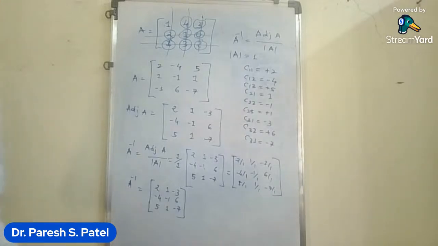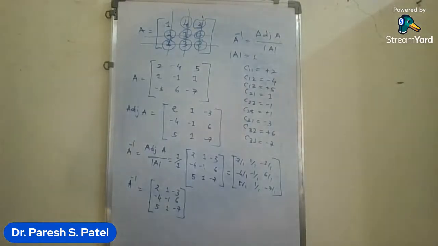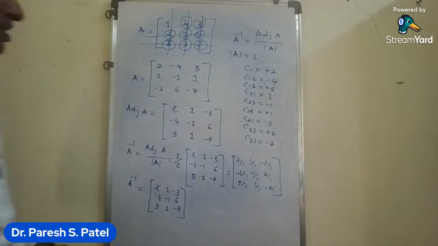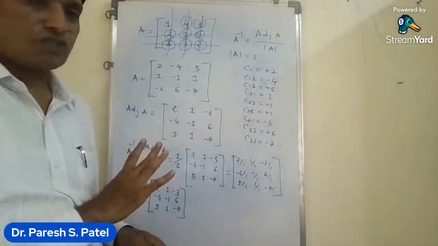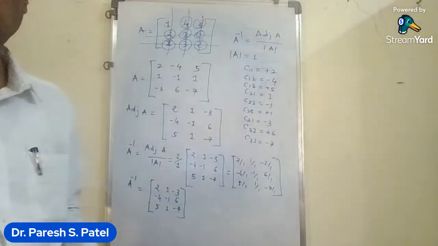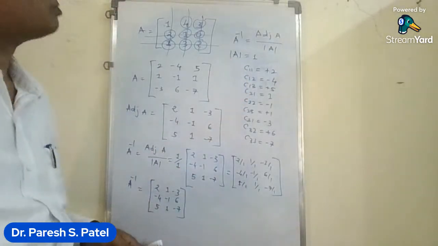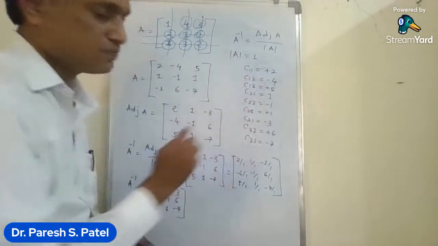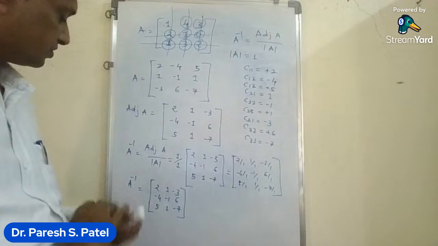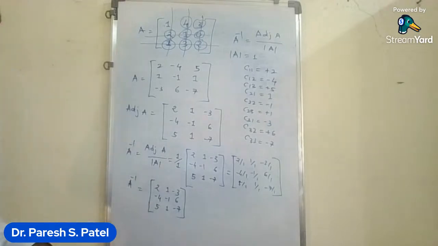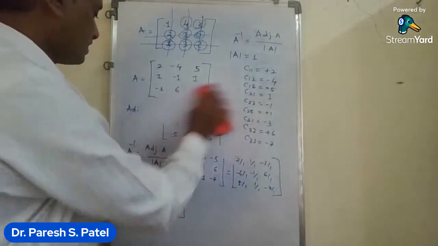So from the exam point of view, this is most important. How to find out the inverse for the three-dimensional matrix? First of all, we have to find out the determinant of this matrix, and then find out the values of C11, C12, C33, and lastly, we can go for A inverse is equal to adjoint A divided by determinant of this matrix.